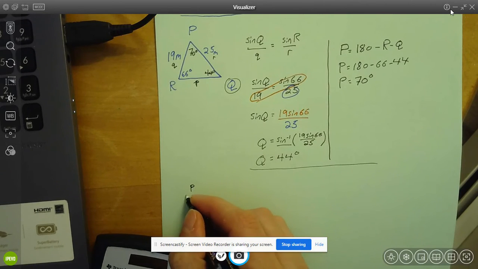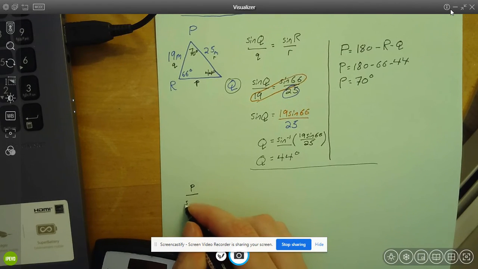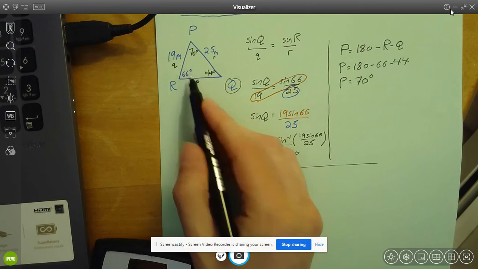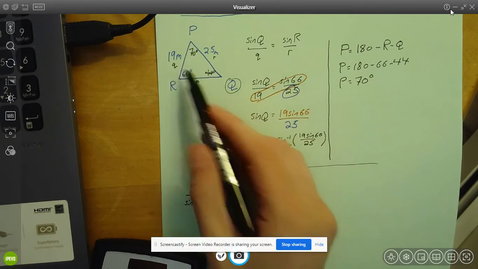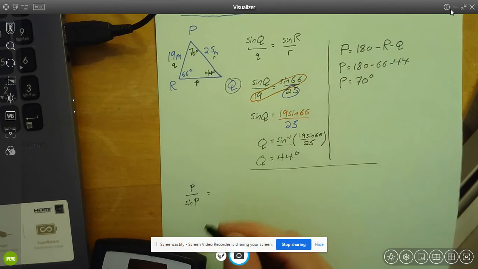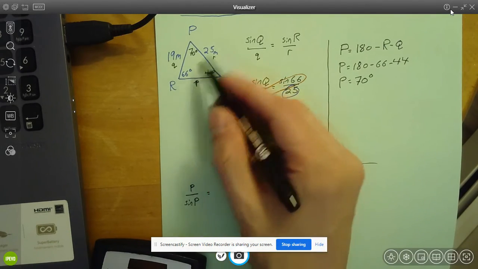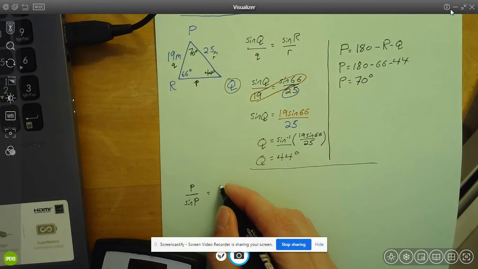little p. Again, what I want is going to be in the top left, so I'm going to have p over sine p. And then I've got two complete pairs. So I could either do q over sine q, or I could do r over sine r. They'll both work because I have both complete pairs at this point in the problem. Why don't we do r over sine r?